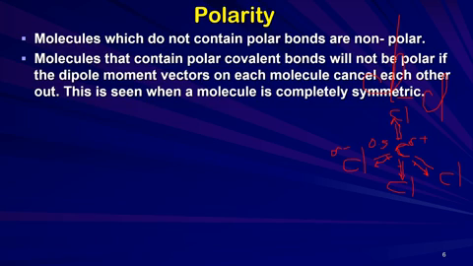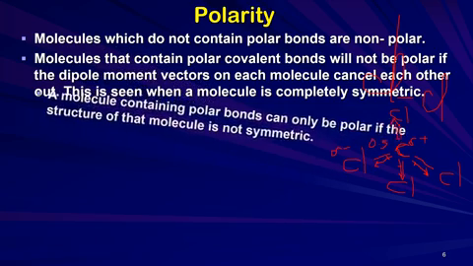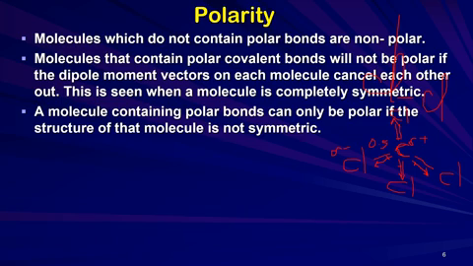It means that even if a molecule may sometimes contain polar bonds, it is not always that it will immediately be polar. Sometimes if the molecule has atoms which are symmetrically arranged, we get a molecule which is nonpolar. Why? Because the dipole moment vectors will cancel out. A molecule containing polar bonds can only be polar if the structure of that molecule is not symmetrical.